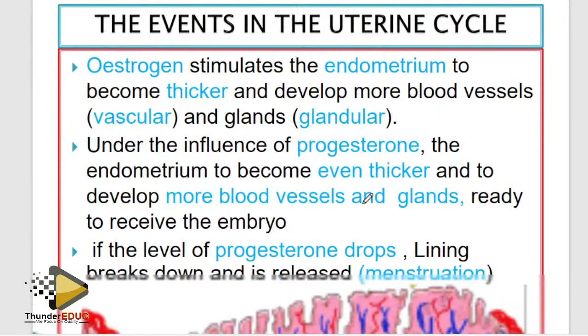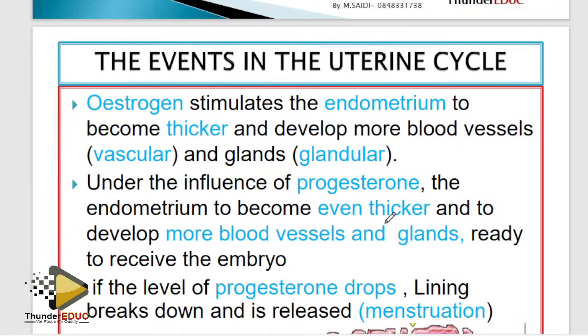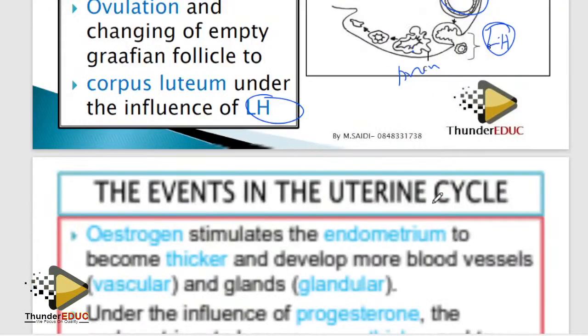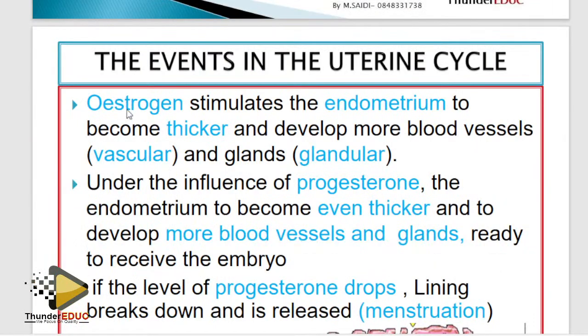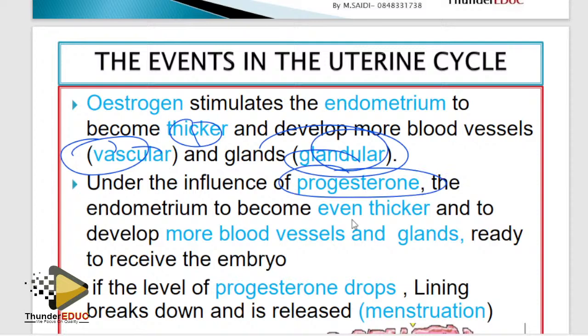Don't stress yourself, guys. Uterine cycle. The hormones we produced here, they come and work here. Estrogen stimulates the endometrium to become thicker, vesicular, and glandular. Thick, vesicular, more blood vessels, glandular, more glands. And then progesterone, which is produced from the corpus luteum, makes the endometrium more thicker, more vesicular, and more glandular. We want to see this word, more. That's it. The uterine cycle is done.